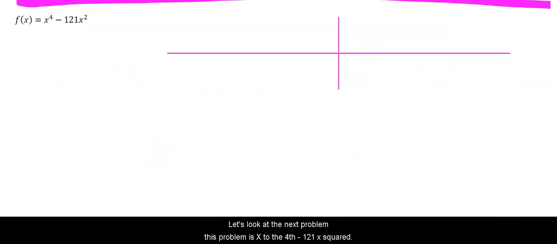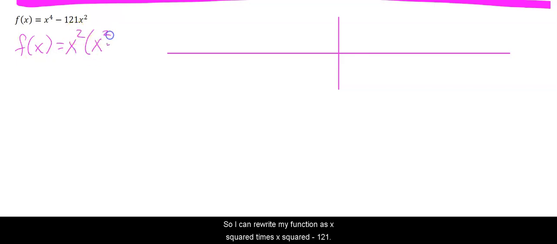This problem is x to the fourth minus 121x squared. Again, first step is to try to find a common factor. The coefficient on the first term is 1. The coefficient on the second term is negative 121. I won't be able to bring out any coefficient that's common, but I do have x squared that's common to both terms. So I can rewrite my function as x squared times x squared minus 121.